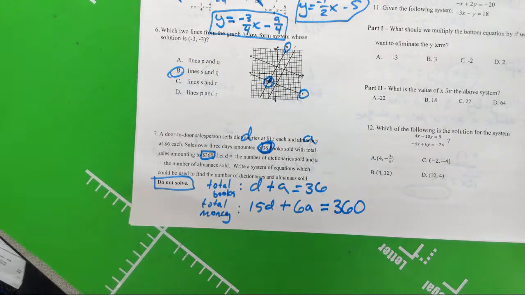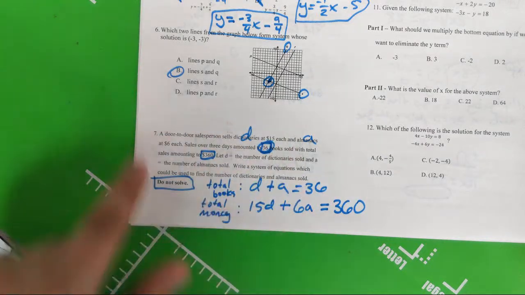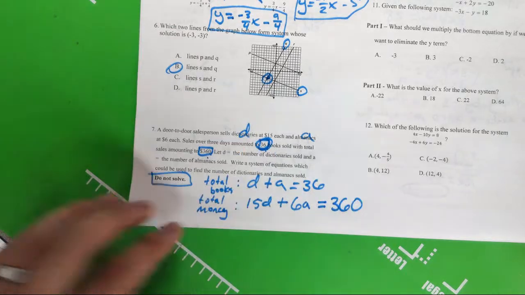Okay, so those are the two equations that we would get from this word problem here. This is a two total problem. We've got total things, total money.